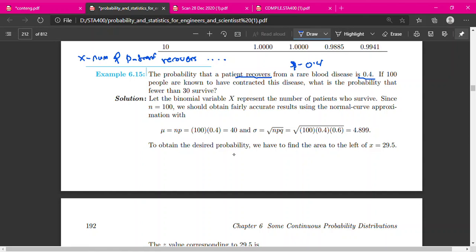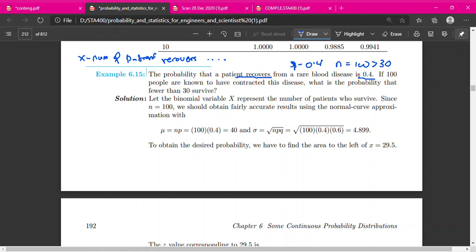If 100 people are known to have contracted this disease, so n is 100. What is the probability that fewer than 30 survive? So first of all, you need to determine what is your variable. So variable kita adalah number of patients recover from a rare blood disease. What is the probability of success? Success ni maksudnya probability of a patient recover lah tadi, which is 0.4. And then the n is 100. Because n is large, which is more than 30, so kita kena approximate.